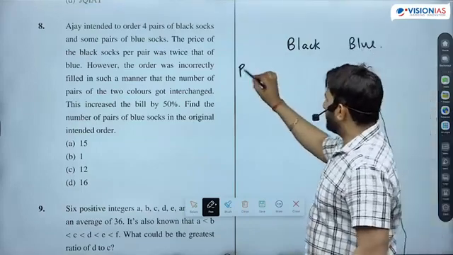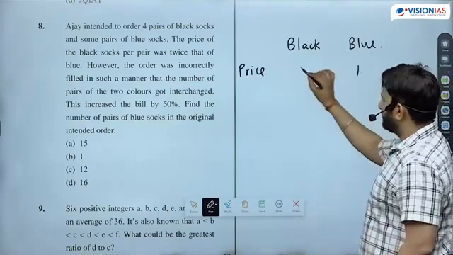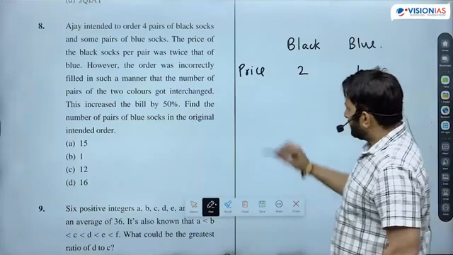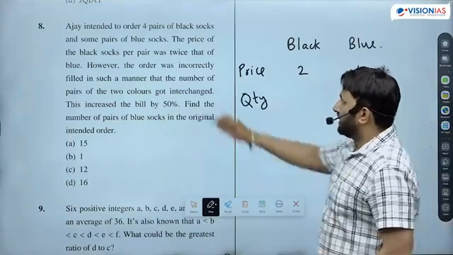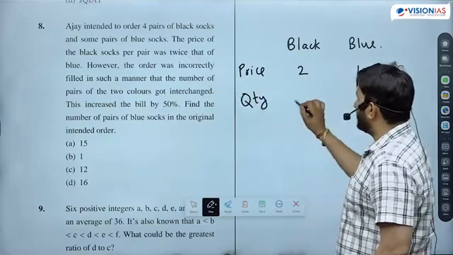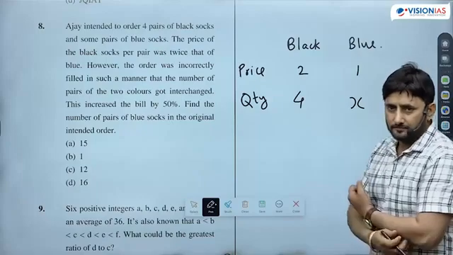Let us talk about the price. If the price of blue is 1, then black will be 2 units. And the quantity purchased: Ajay intended to order 4 pairs of black and some pairs of blue. So what should be the correct bill?